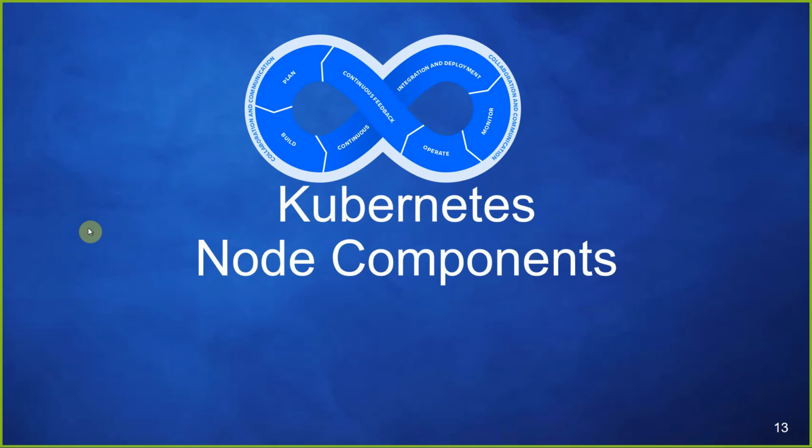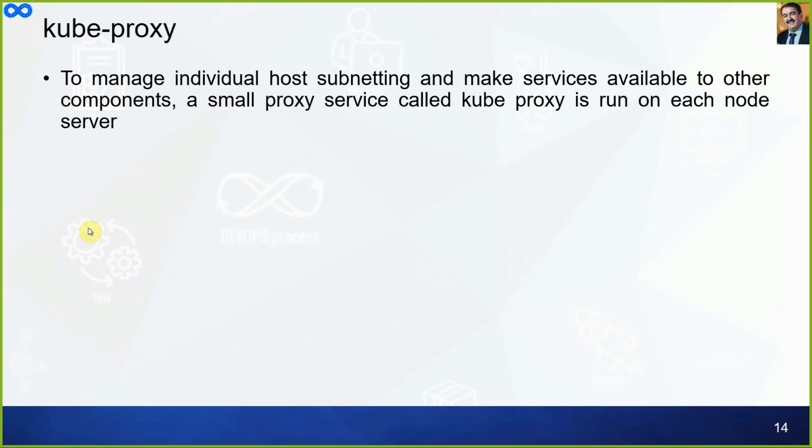That was the master. So what we discussed, all these components were the components on the master. Kubernetes node components. Kube-proxy. Kube-proxy to manage individual host subnetting and make services available to other components.